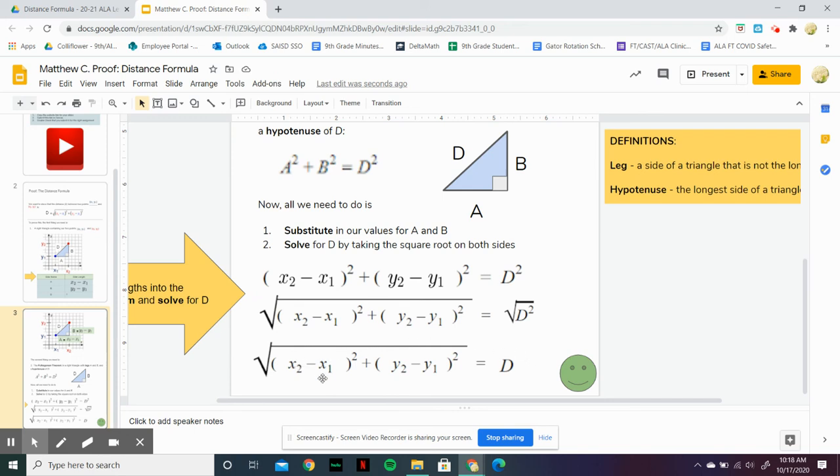The distance between any two points, x1, y1, and x2, y2, is the square root of (x2 minus x1) squared plus (y2 minus y1) squared. When you finish this proof, make sure you turn the website link into Canvas and click submit.